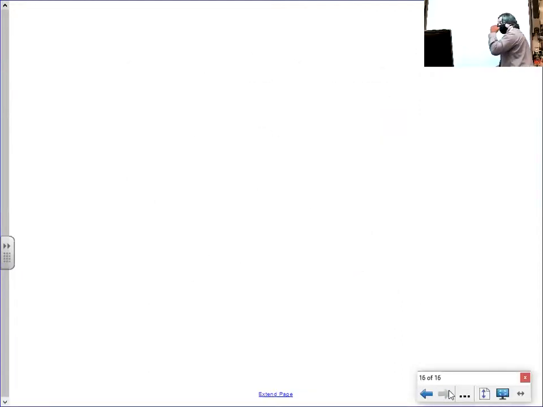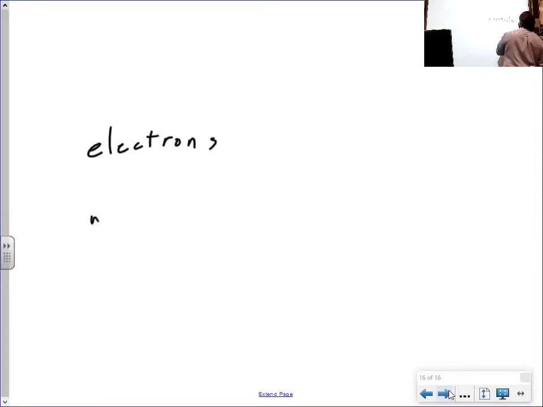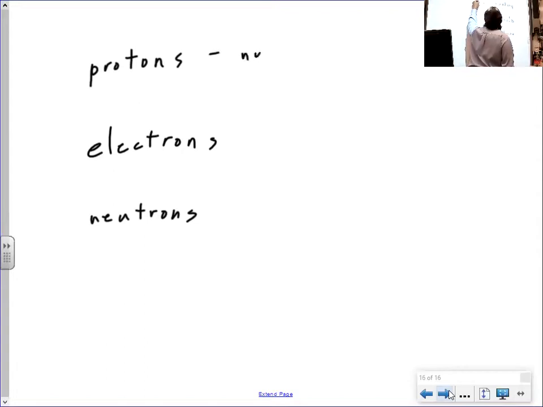All right, so let's talk about the things in the atom. What are the 3 big important things? Electrons, neutrons, and protons. Okay. Which of those are in the nucleus? Protons and neutrons. These guys right here are both located in the nucleus, whereas electrons are where? Surrounding the nucleus, flying all over the place.